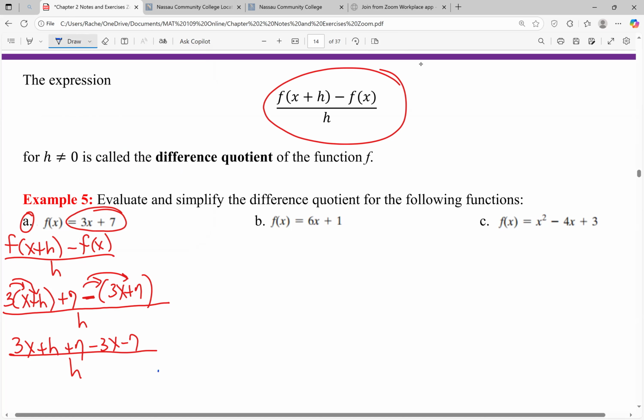Now you see, we could combine like terms, but look what happens when we do. A 3x and a negative 3x sum to 0. A 7 and a negative 7 sum to 0. And then all we have is h over h, and that simplifies to 1.